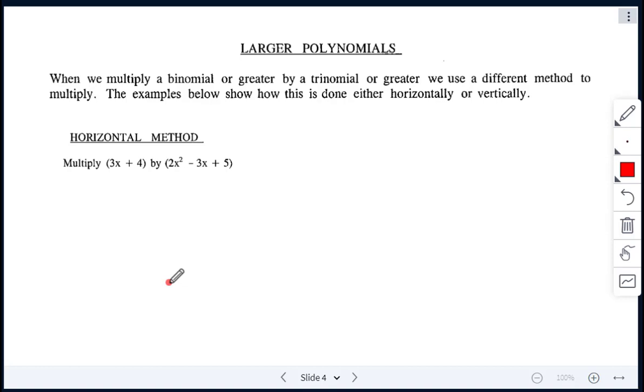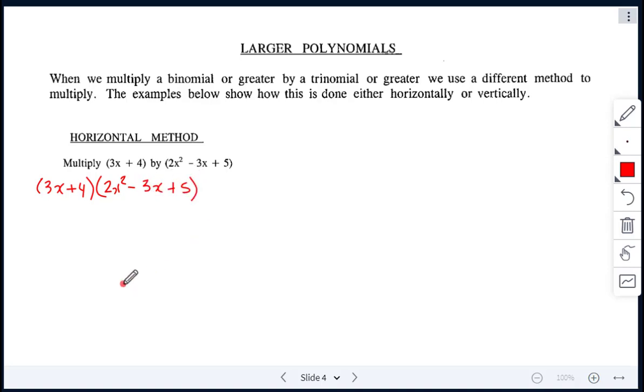So basically, we're going to take each term from this first factor here, 3x plus 4, and we're going to multiply it to each of the terms in this second bracket. So I'll show that as a step. Let's just write that out. So basically, we're taking 3x plus 4, and we're going to multiply it by 2x squared minus 3x plus 5.